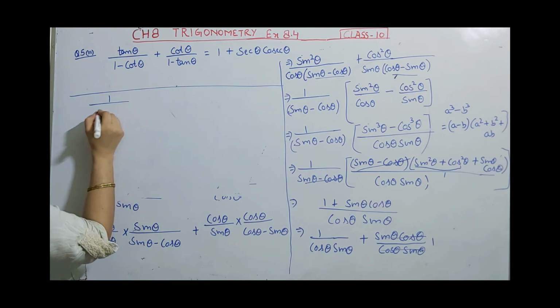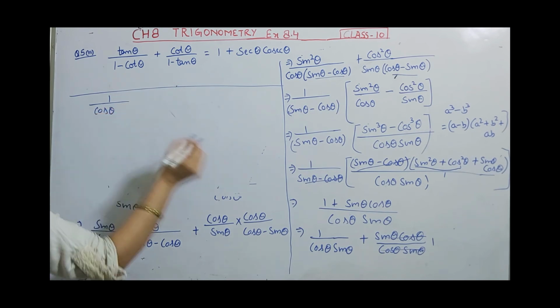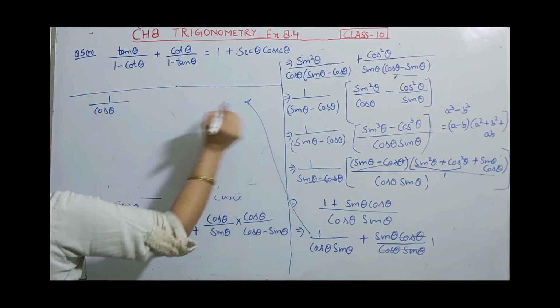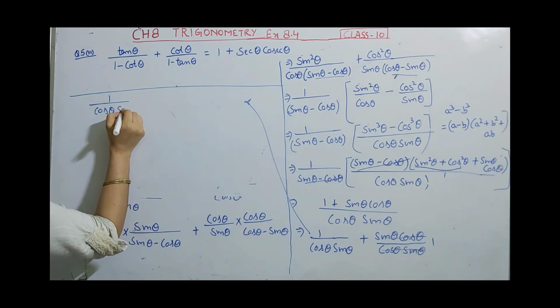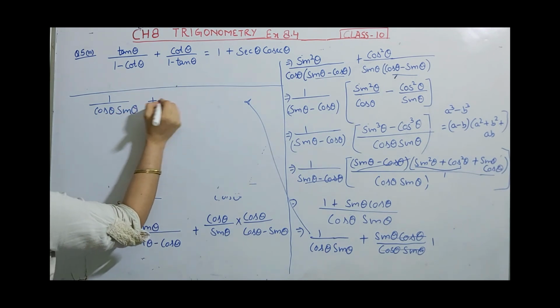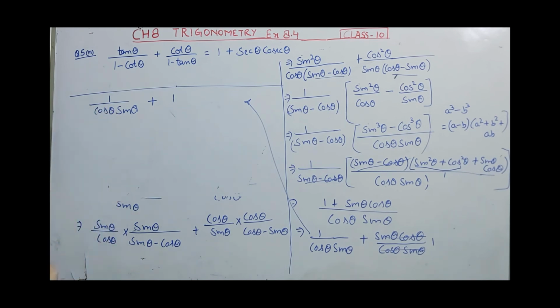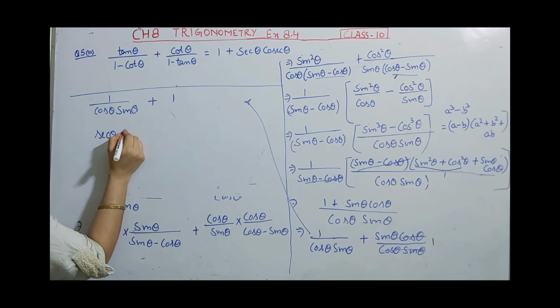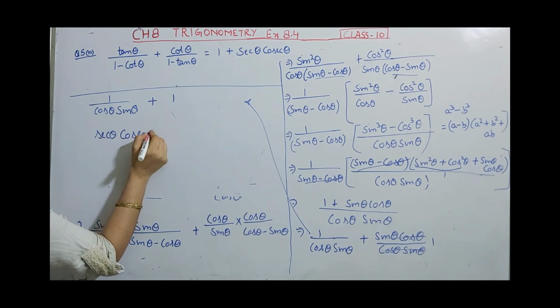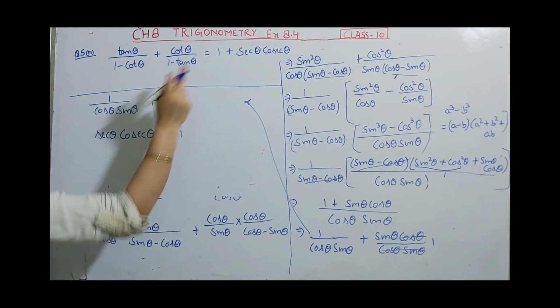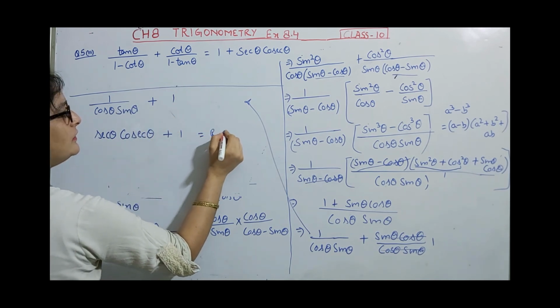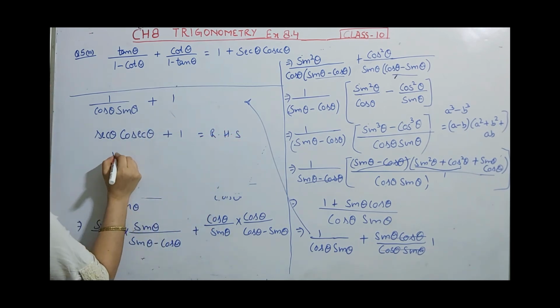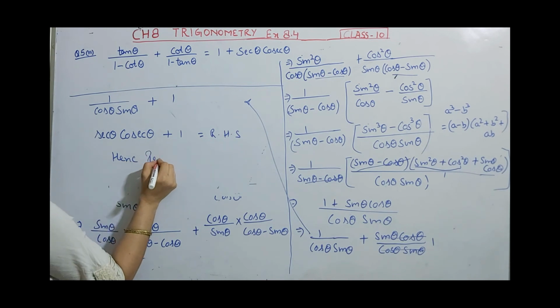What we have left: 1 by cos theta sin theta, plus 1. What is the reciprocal of cos? Sec, and sin is cosec. Here we have to make this sec theta cosec theta plus 1. This is our right hand side. Hence proved.